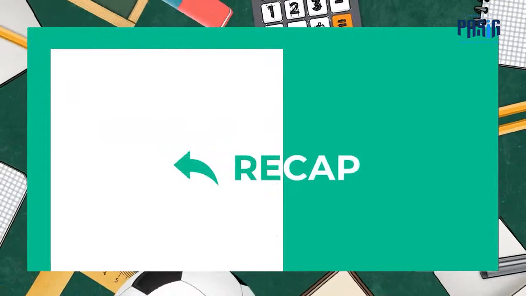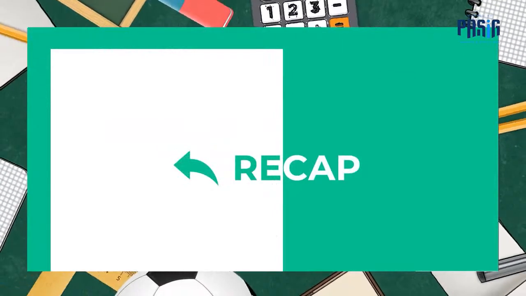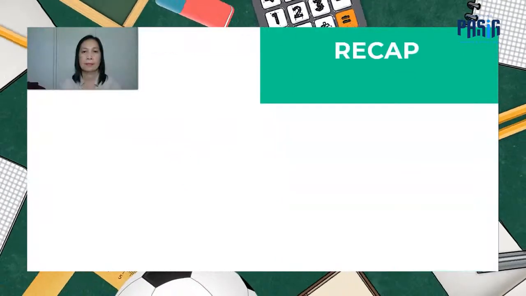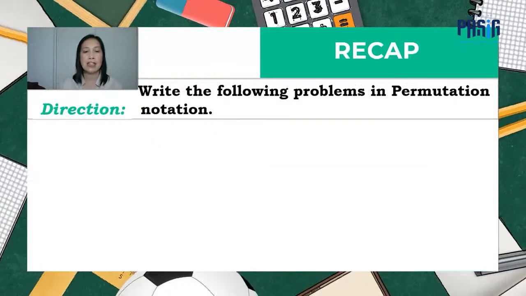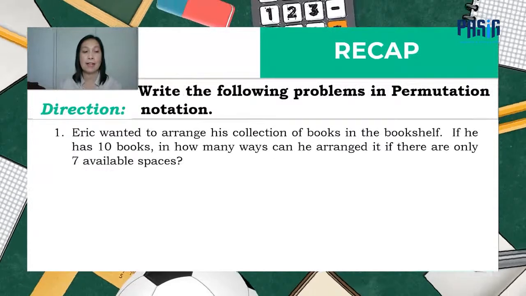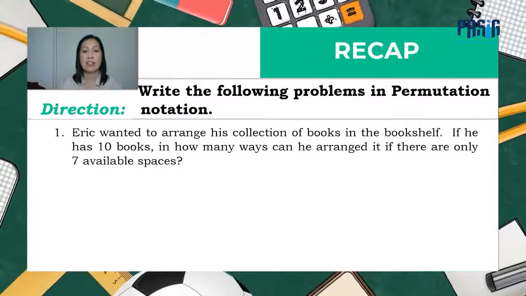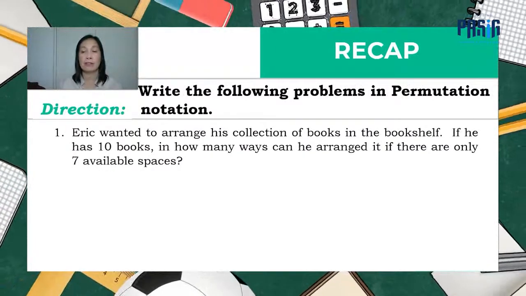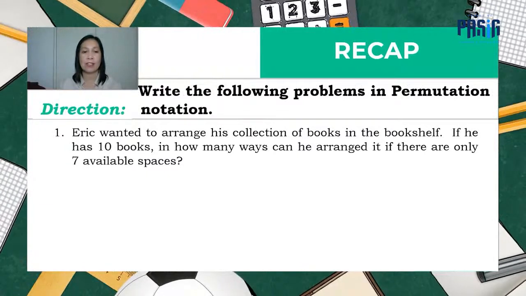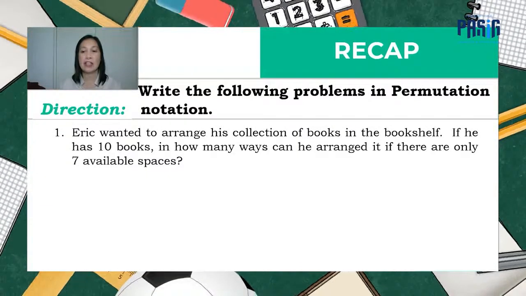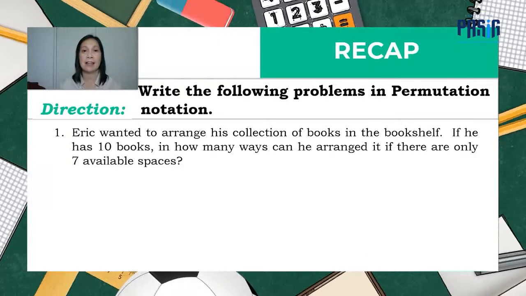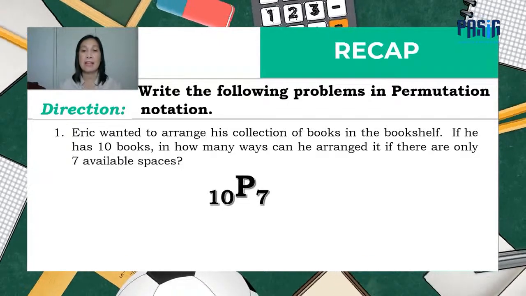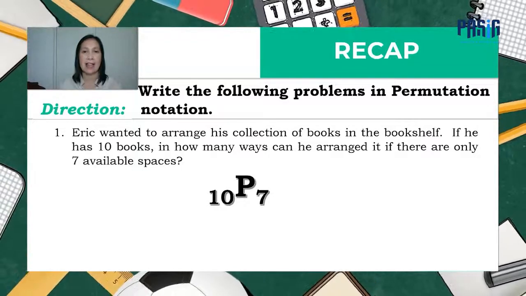Let us have a recap on what you have learned on the previous lesson. Write the following problems in permutation notation. Number 1. Eric wanted to arrange his collection of books in a bookshelf. If he has 10 books, in how many ways can he arrange it if there are only 7 available spaces? Okay, that is the permutation of 10 taken 7 at a time.